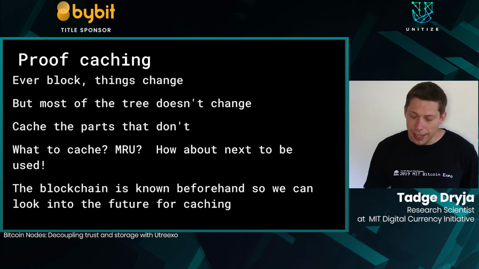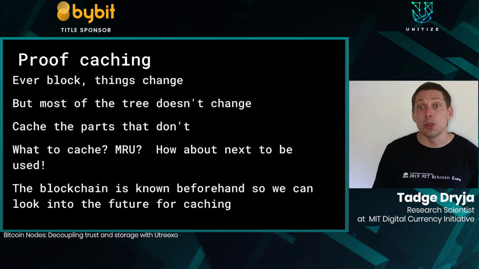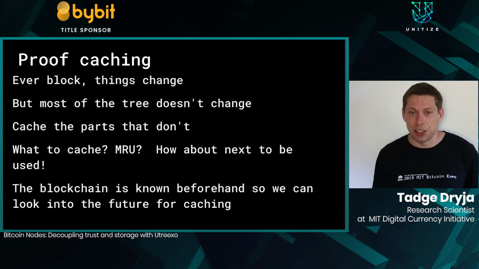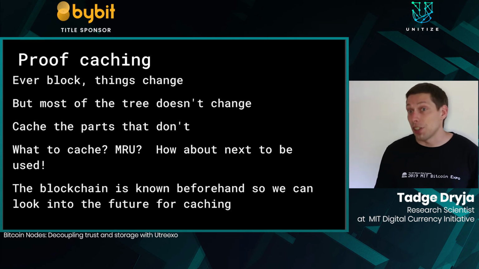And so what you can do is you can cache parts of the tree that don't change. Or really what you're doing is you're remembering parts of the tree that recently changed. Because as you can imagine, things that most recently changed are likely to change again. If you just have a new UTXO, a new output that's just been created in a transaction, it's quite likely it will be deleted and spent very rapidly.